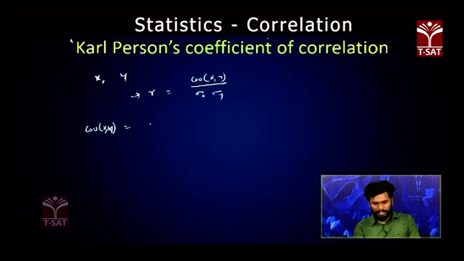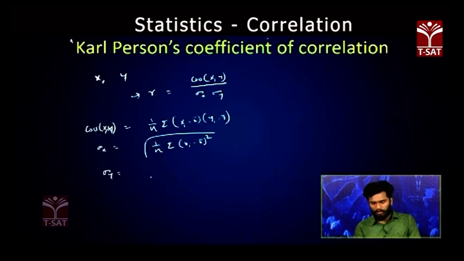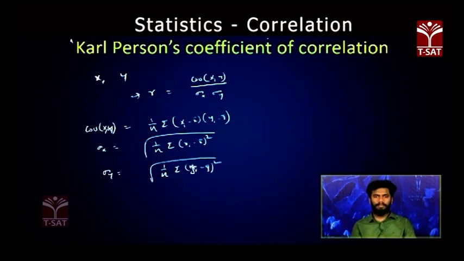Covariance of x comma y is given by 1 by n into summation xi minus x bar into yi minus y bar. And we know what is sigma x, that is 1 by n into summation xi minus x bar whole square under the root. Sigma y is equal to 1 by n into summation yi minus y bar whole square under the root. Now this is the formula in terms of x and y's.